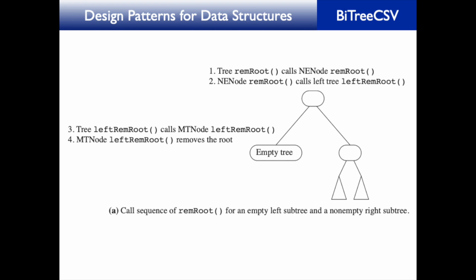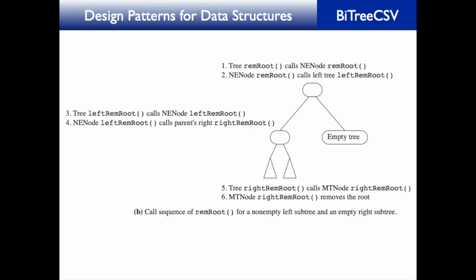On the other hand, the next figure shows a trace when the left subtree of this tree is not empty and the right subtree is empty. So again, starting at item number 1, the tree remroot calls the non-empty node version of remroot because this original tree is not empty. Then in item number 2, the non-empty node remroot calls the left tree left remroot, which takes us into the environment of the left subtree. In item number 3, we are in the environment of the left subtree.